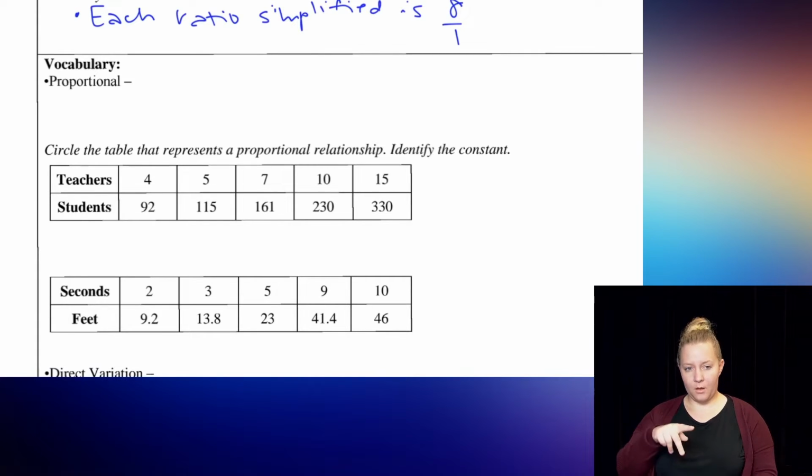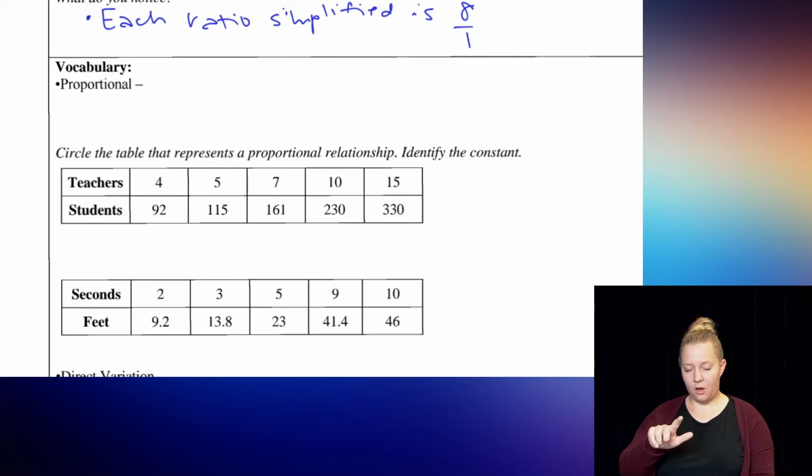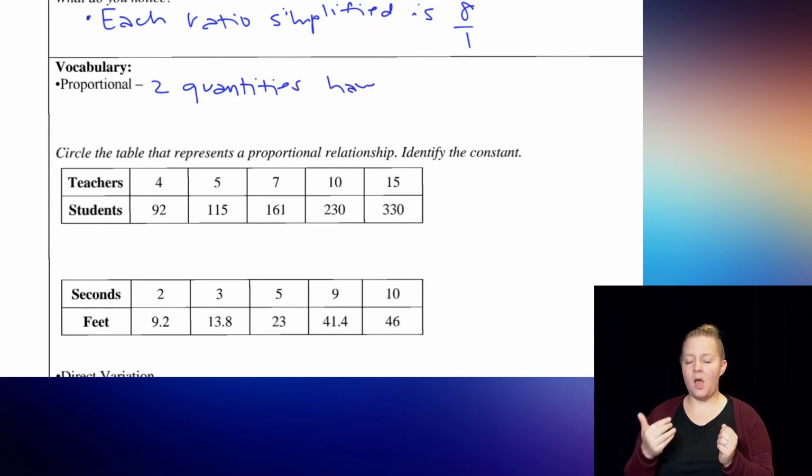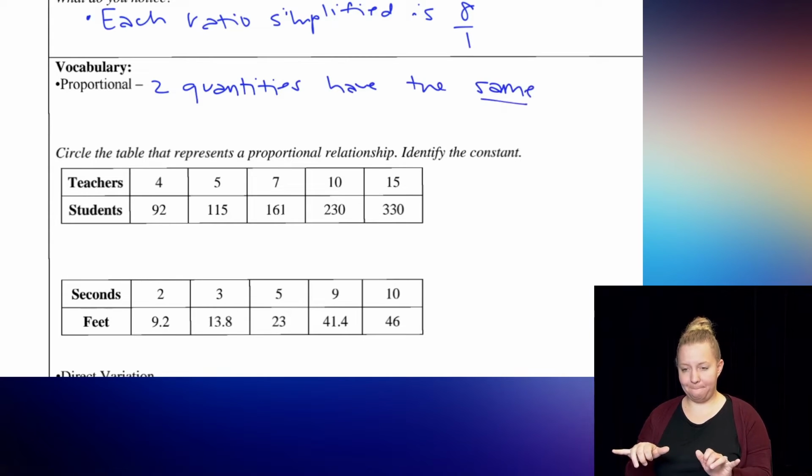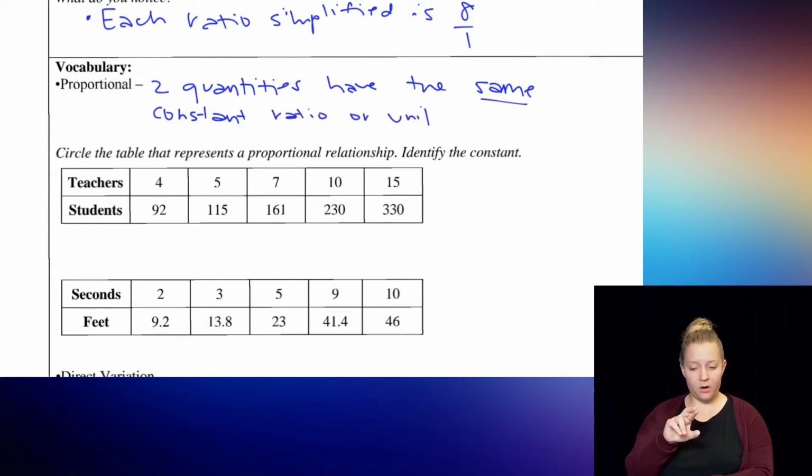All right, now let's get into the nitty gritty for the vocabulary. A proportional relationship is when two quantities have the same constant ratio or unit rate. Same thing.